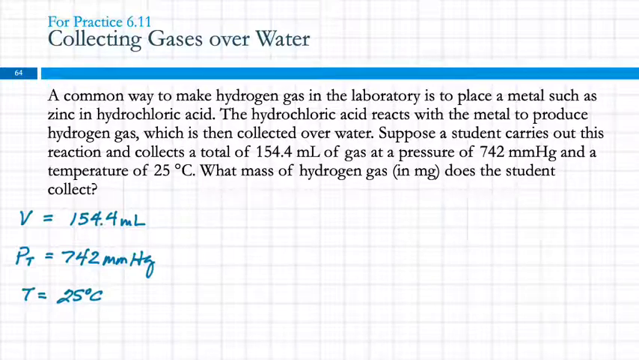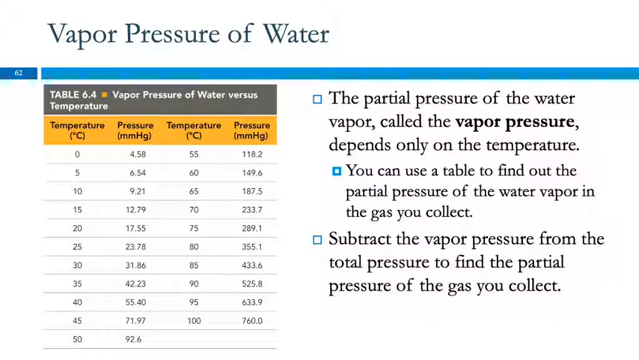So this one is not as obvious, but we've got the keywords there: collected over water. So I don't just have the gas I'm interested in, I have the gas I'm interested in plus water. And the total pressure is what is measured, and then I have to figure out what the partial pressure is to find the moles of just hydrogen. They didn't give me the partial pressure of water. I have to go look it up. You don't memorize those things, but you do have to go look them up sometimes.